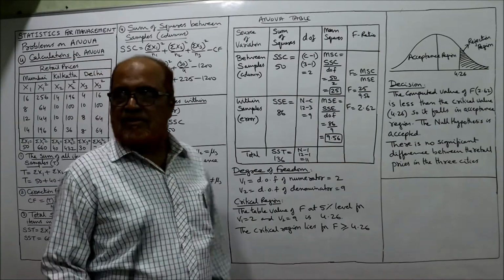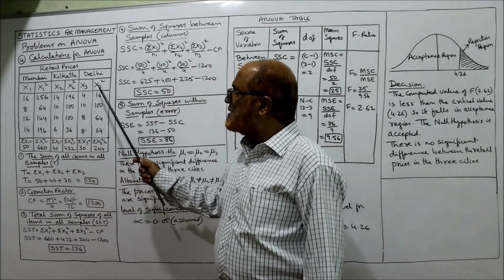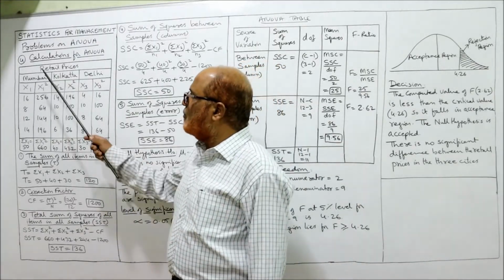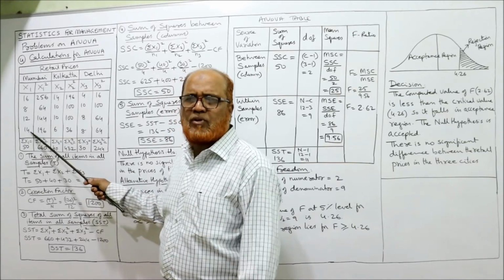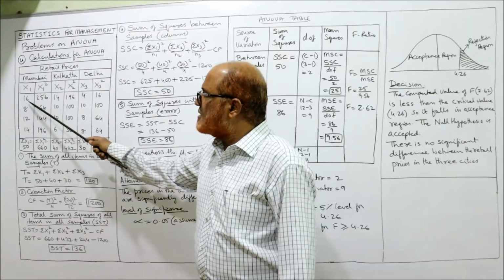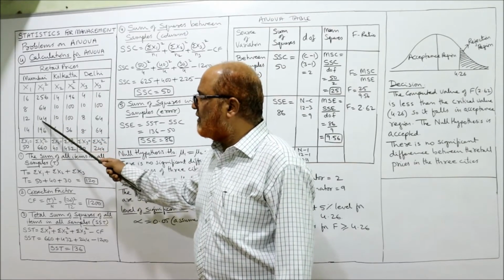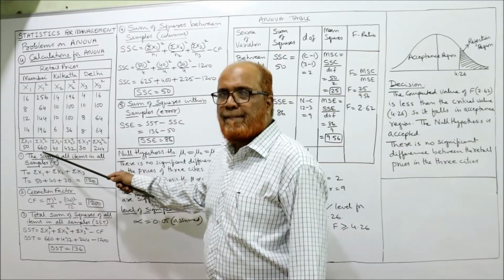See now. X1, X1 square, X2, X2 square, X3, X3 square. As usual we have done. The prices are given for Mumbai: 16, 8, 12, 14, same as whatever is given in the problem. The total comes to 50. Now square it. 16 square is 256, 8 times 8 is 64, 12 times 12 is 144, 14 times 14 is 196. Take the total, 660.